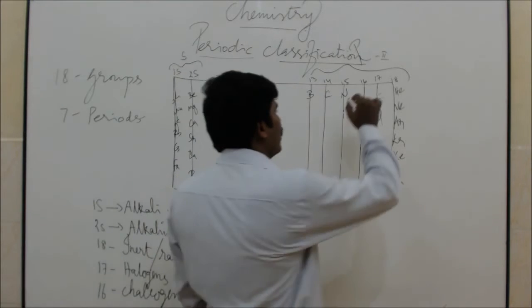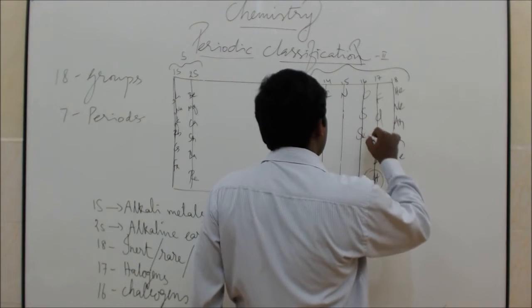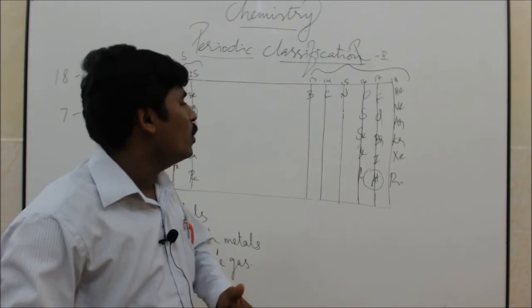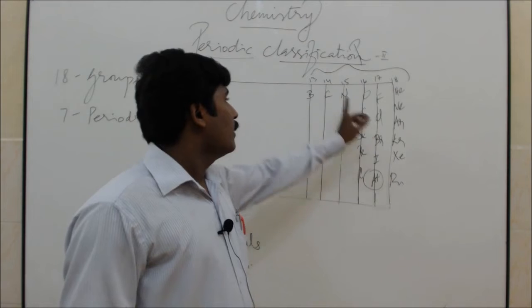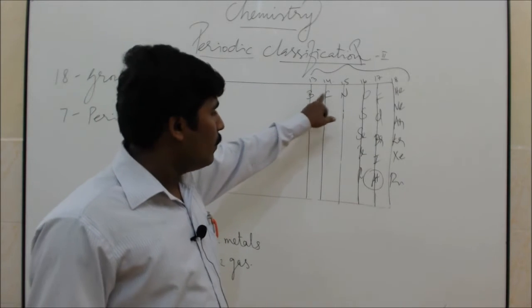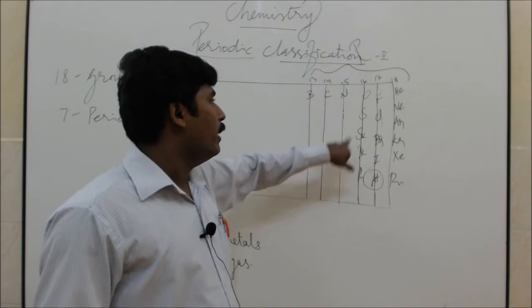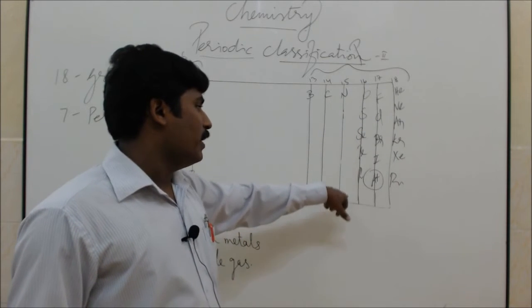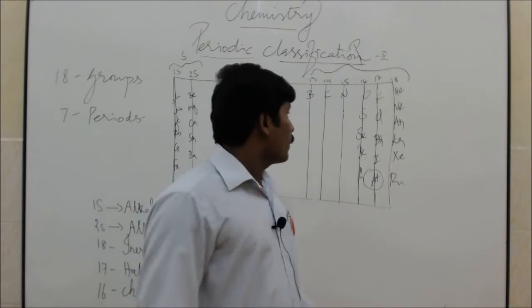That is nothing but what? Oxygen, sulfur, selenium, tellurium, polonium, all are present in the 16th group, nothing but chalcogens. Then 13th group namely boron family, 14th group carbon family, 15th group nitrogen family: nitrogen, phosphorus, arsenic, antimony, bismuth, these are present in the 15th group.